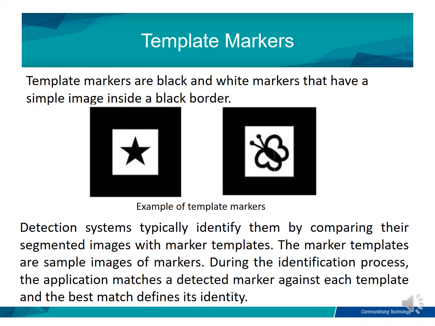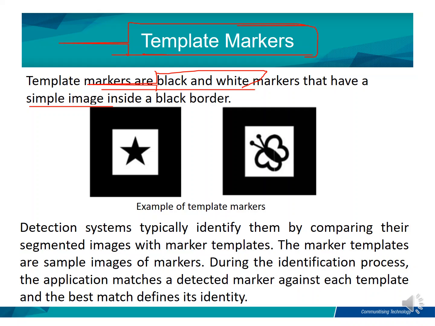Let's look into the first type of AR marker, which we can name the template marker. So what does this template marker mean? Basically, when it comes to the word template, it means it has the format already, and these template markers are black and white in color, and they have a simple image inside the black border.